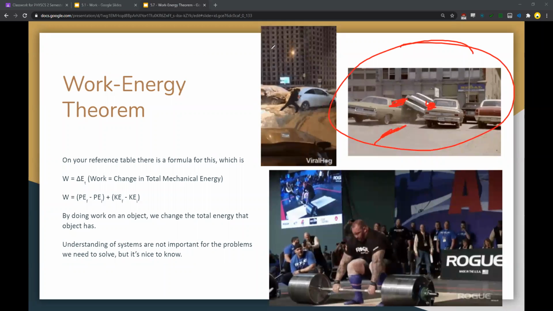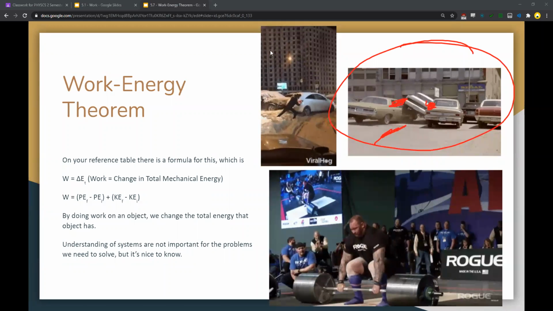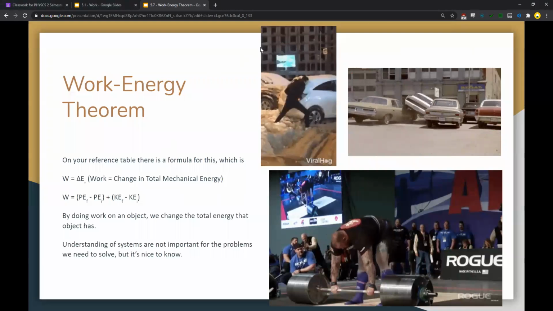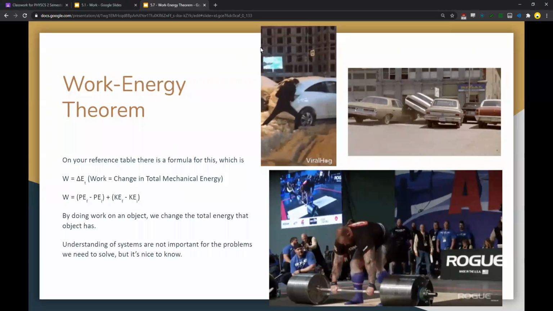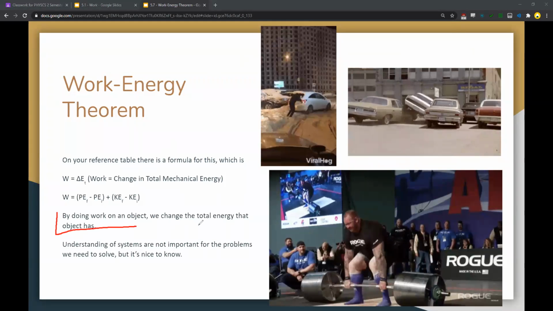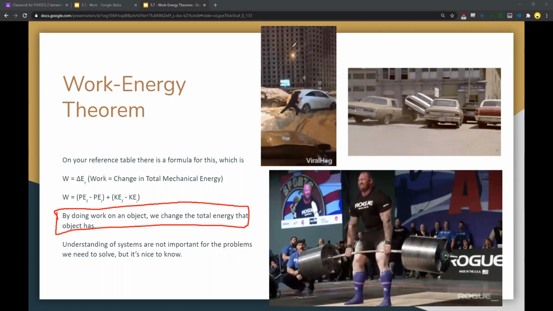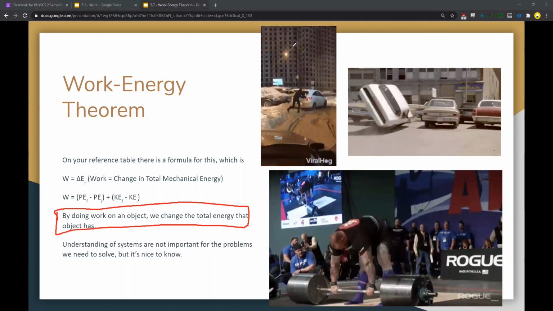So, didn't want to go too far. But yeah, this is a very important concept, guys. By doing work, we change the energy an object has. Very important concept.